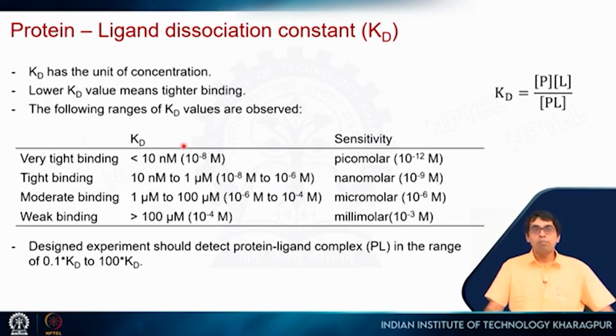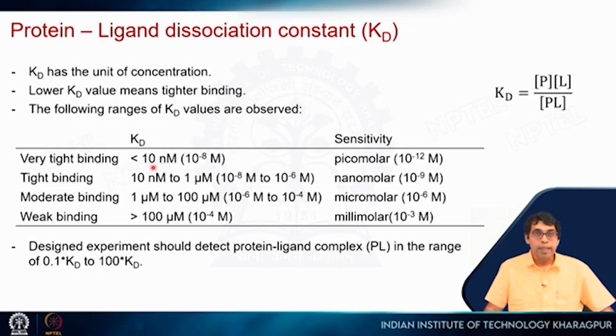So, what are the typical dissociation constants or KD values? We can divide them into these 4 categories. KD again has the unit of concentration. Lower KD value means tighter binding. If you remember that equation, delta G equals RT ln KD. So, the lower the KD value, the more negative will be delta G, which means that the complex will be more favorable. So, these are the following ranges.